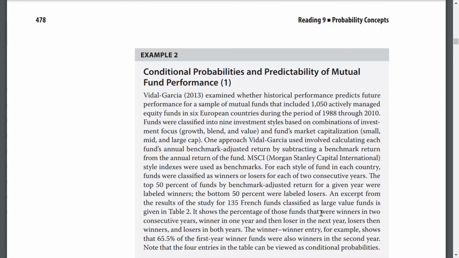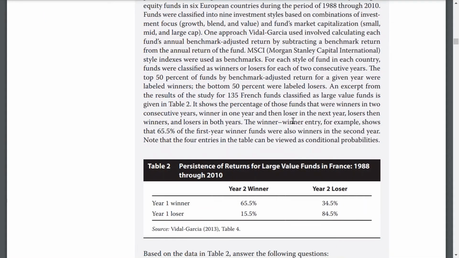An excerpt of results was studied in 135 French funds classified as large value funds. Given in Table 2, it shows the percentage of those funds that were winners in 2 consecutive years, winners in 1 year and then losers in the next year, losers and then winners, and losers in both years. The winner entry, for example, shows that 65.5% of the first-year winner funds were also winners in the second year. Note that the 4 entries in the table can be viewed as conditional probabilities.